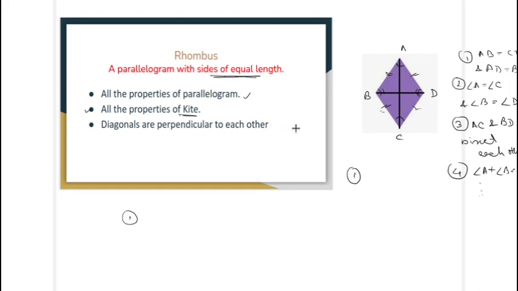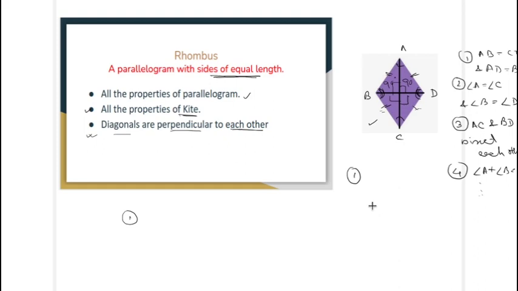And the second property of a kite is that this particular angle B and angle D are equal. So this also holds for a rhombus, as opposite angles are equal in a rhombus as well. And the last and unique property of the rhombus is that diagonals are perpendicular to each other. See, these two diagonals are perpendicular to each other. That means they form a 90 degree angle here. That's why these diagonals are perpendicular to each other. Hope you have understood the properties of a rhombus.